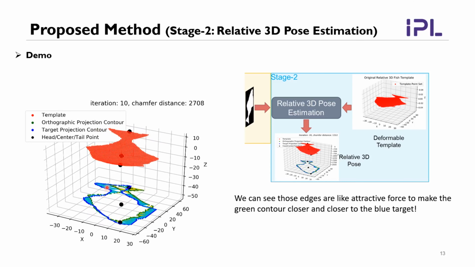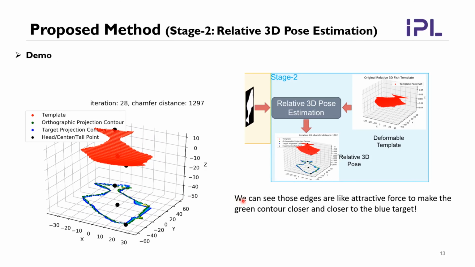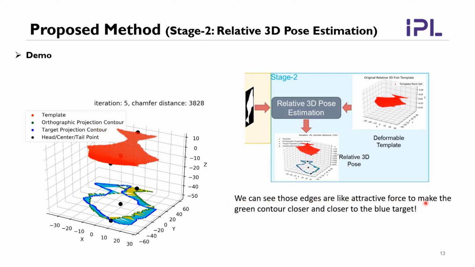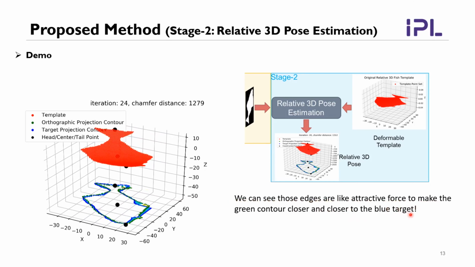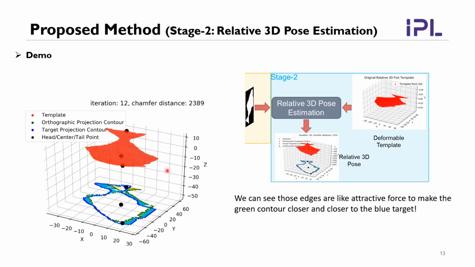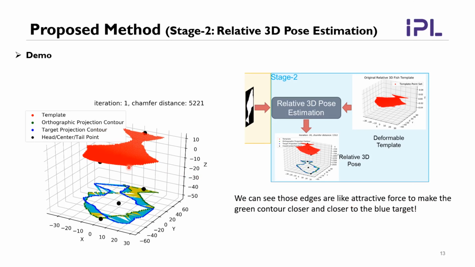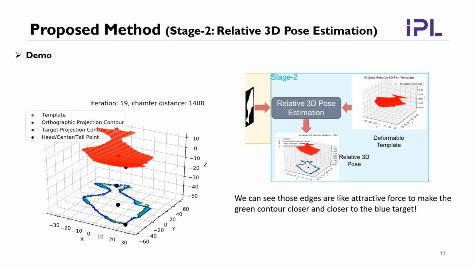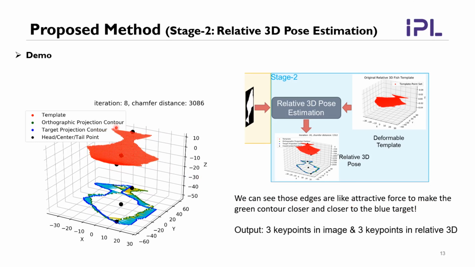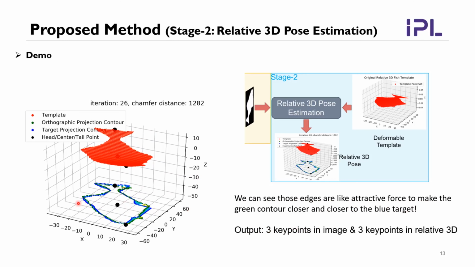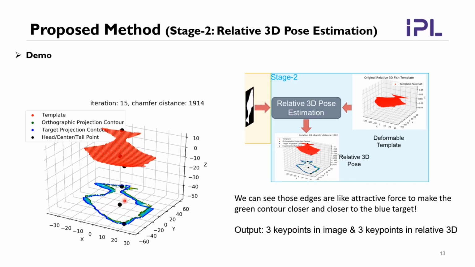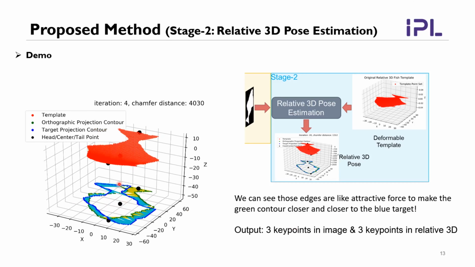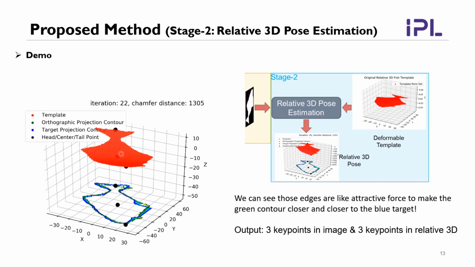The yellow edges and the light blue edges are the first term and second term in chamfer distance. We can see those edges are like an attractive force to make the green contour closer and closer to the blue target. We also predefine 3 key points in the template, which are head, center, and tail points. So stage 2 will output 3 key points in the image, which are these 3 black points. It also outputs 3 key points in relative 3D, which are these 3 black key points.